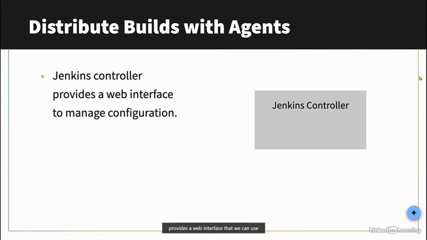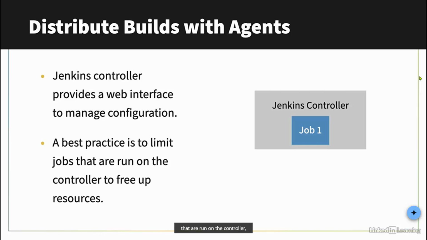The Jenkins server, which is also referred to as the Jenkins controller, provides a web interface that we can use to manage the overall configuration of our Jenkins server. Up to this point in the course, we've been running jobs directly on the controller. A best practice, though, is to limit the jobs that are run on the controller and only run jobs on other servers, which are referred to as nodes or agents. This approach frees up CPU, memory, and hard drive space on the Jenkins controller so it can use those resources for management tasks like scheduling jobs.